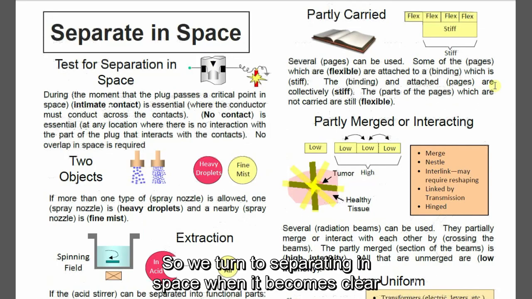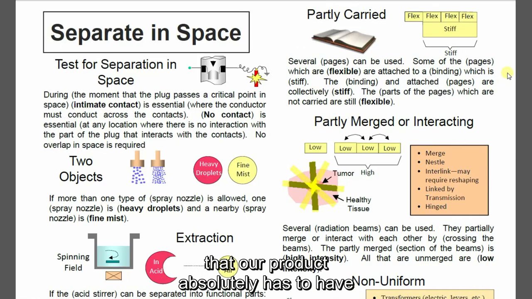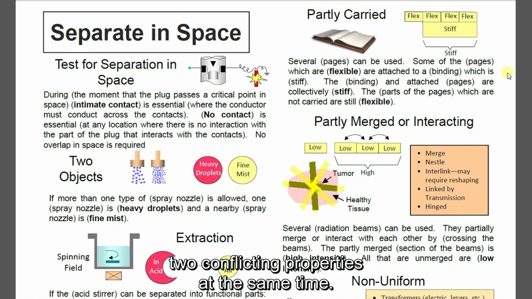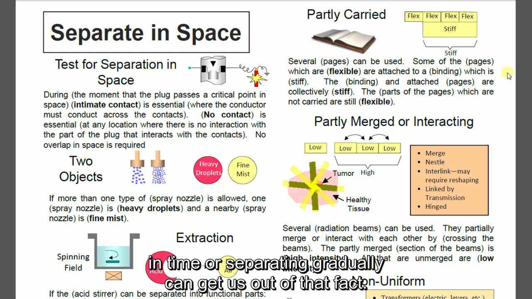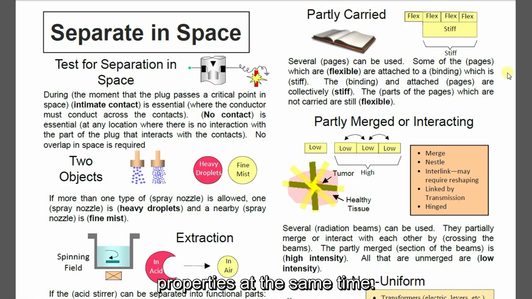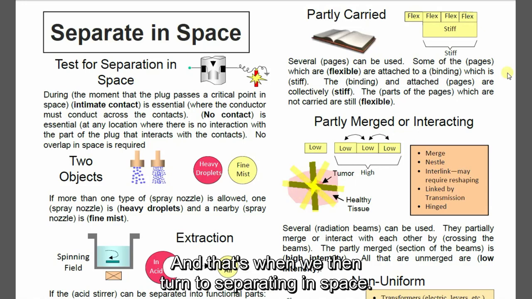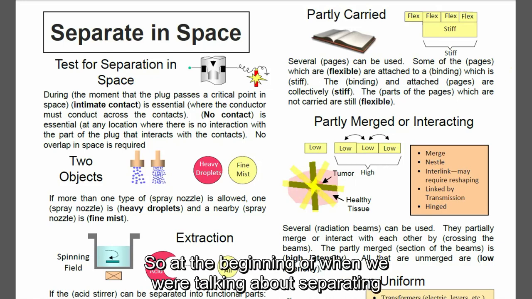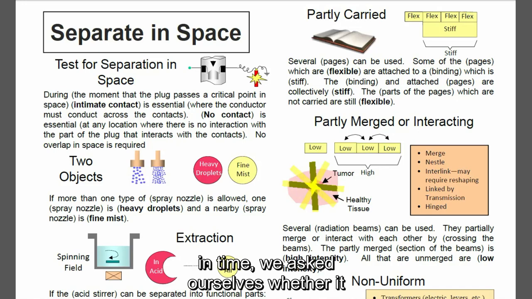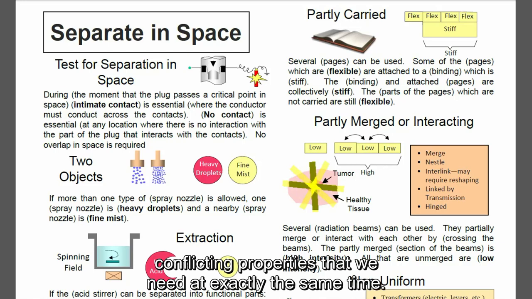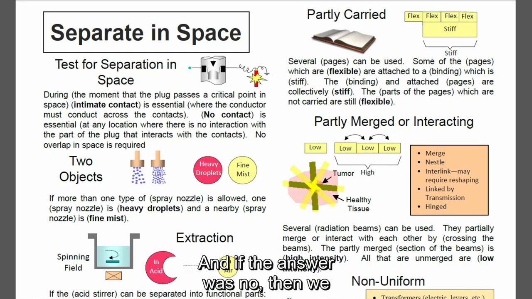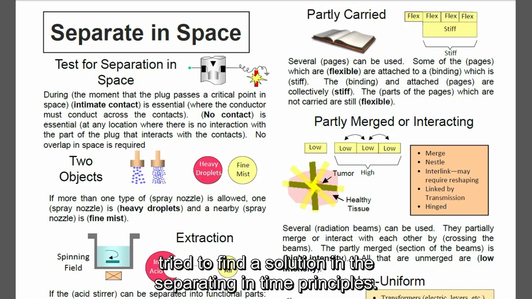So we turn to separating in space when it becomes clear that our product absolutely has to have two conflicting properties at the same time, and there's no amount of hashing through the principles of separating in time or separating gradually that can get us out of that fact. We are stuck having to have those two conflicting properties at the same time, and that's when we then turn to separating in space.